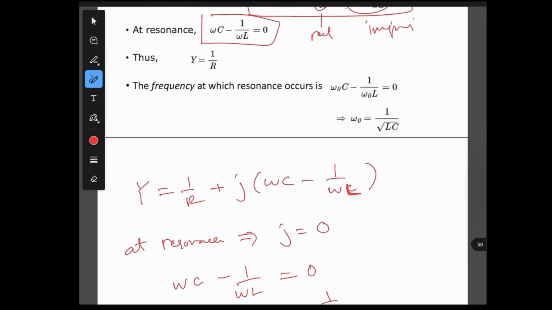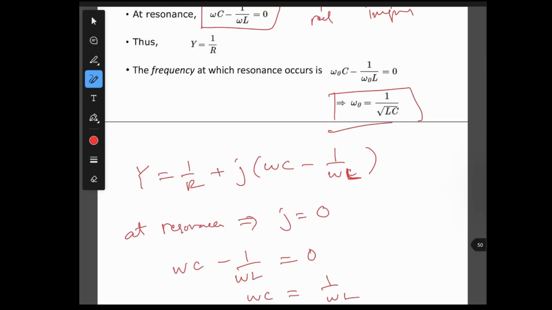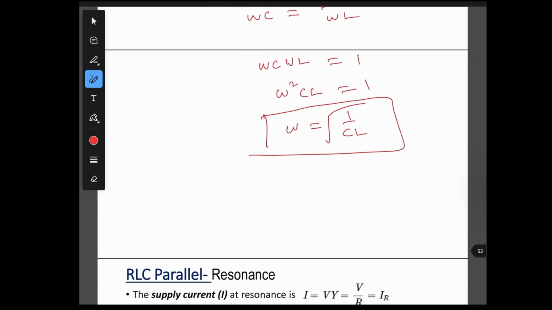Okay, resonant frequency means that the imaginary part equals 0. So the formula for resonant frequency is like this. Okay, any question on this part? No question.